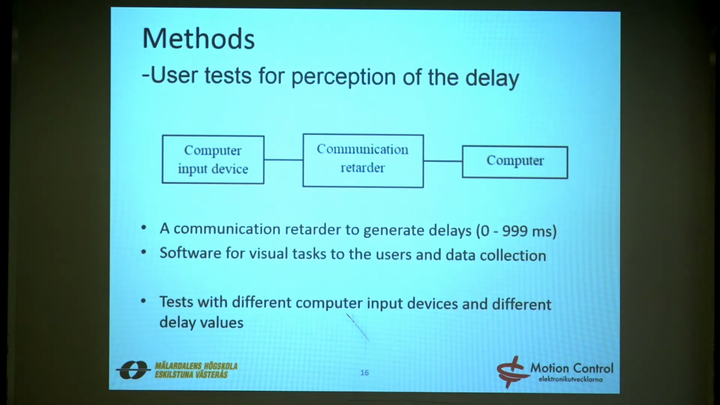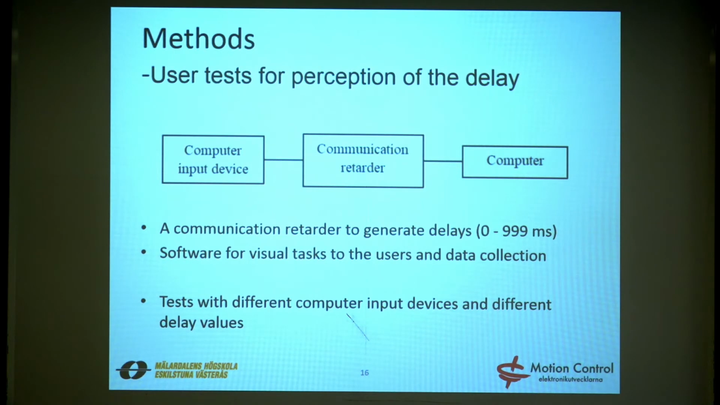And for the third research question, a user test for perception of the delay was performed. As shown in the figure, the communication retainer was used between the computer input devices and the computer. It can generate the delays from 0 milliseconds to 999 milliseconds. And the software was developed for showing visual text to the users and data collection. User tests were performed with different computer devices and different delay values.